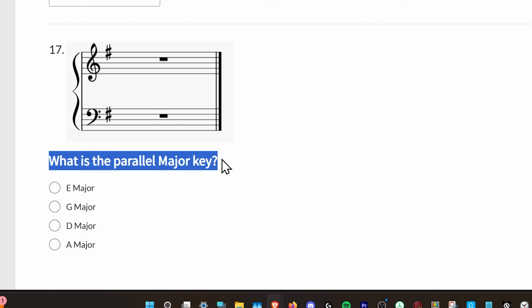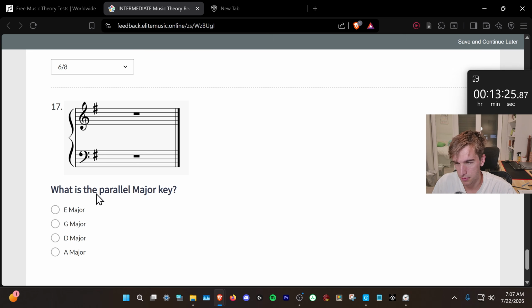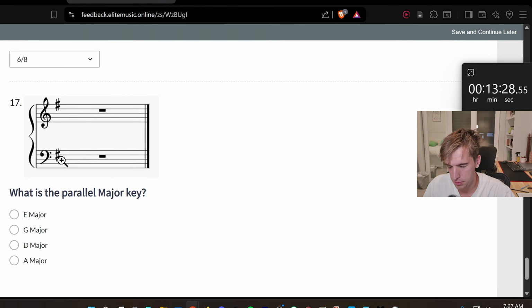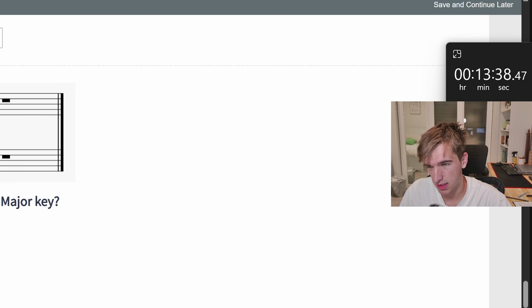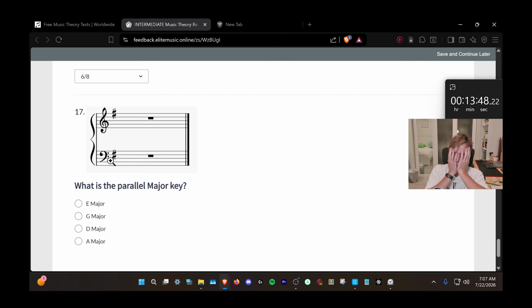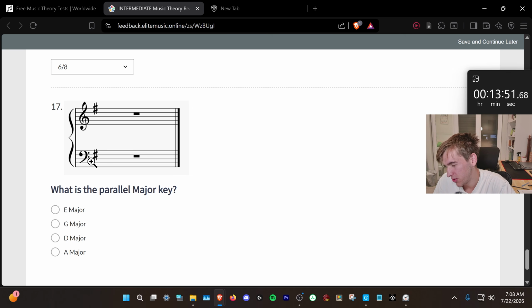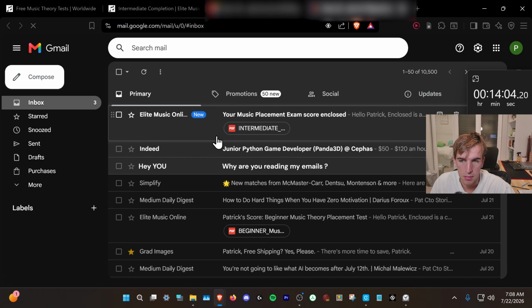What is the parallel major key? I don't know what the heck parallel means. So this is G major. I feel like that's too easy, so it's not G major. Parallel? What the heck? Let me try to think here. The parallel would be like A major or something? Yeah, I'm just gonna take a wild guess.